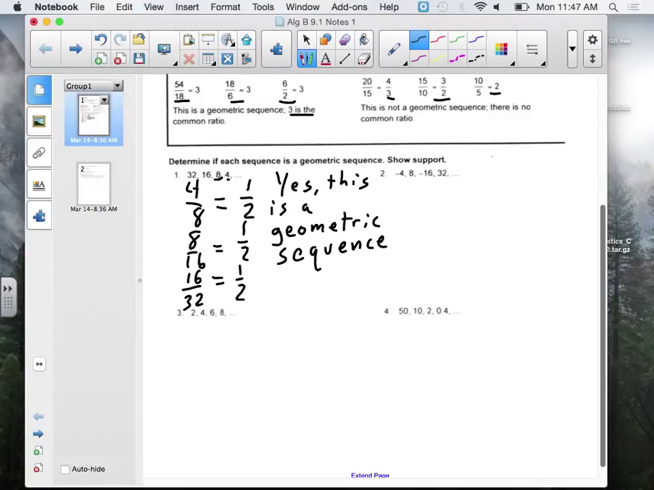All right, so we said this was a geometric sequence, and then the last part we have to say is that 1/2 is the common ratio, because that's what we're multiplying each term by to get the next one, right?